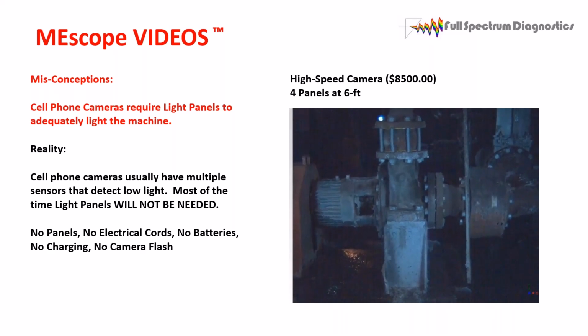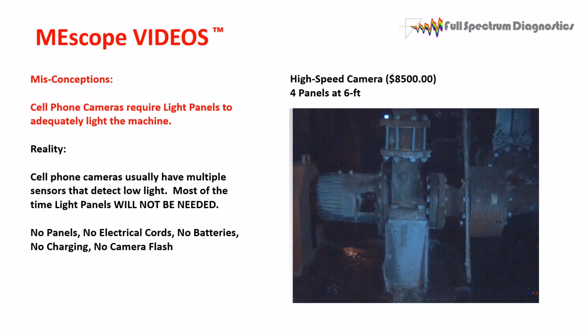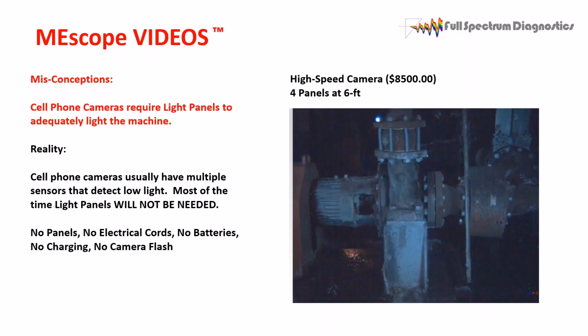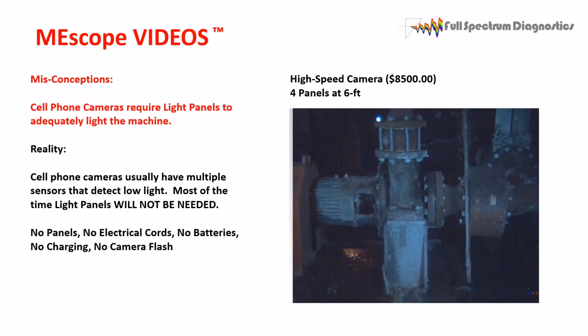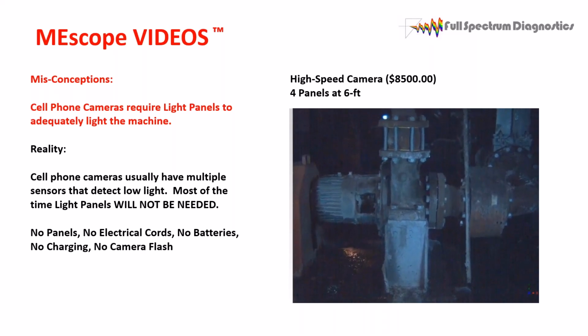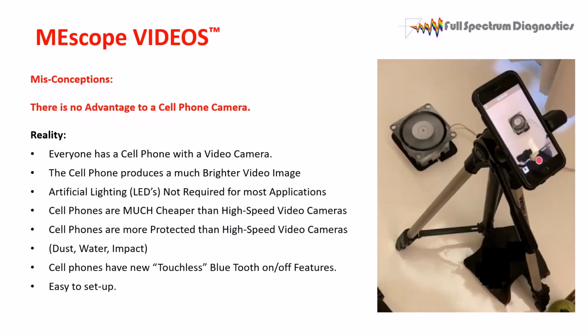Reality, there's no panels, no electric cords, no batteries, no charging, and no camera flash if you're actually going to use your phone. This high-speed camera was about $8,500, and I bought it early on, and it's a really good camera, but I don't use it anymore. I do everything with a cell phone camera, and I haven't had any problems yet with lighting or anything. In fact, I don't even take my panels with me anymore.